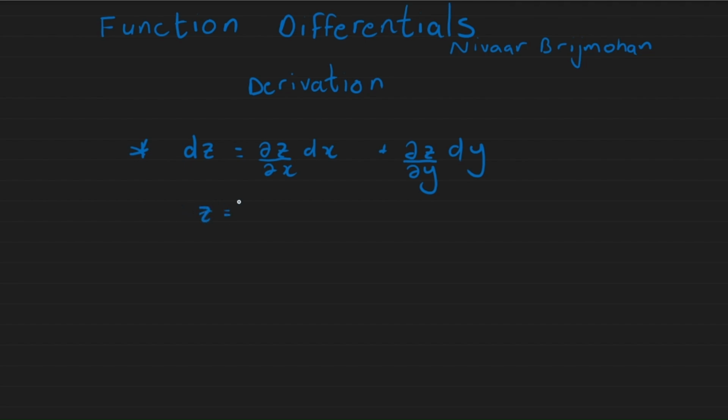So we have a function z that depends on x and y. And if we want to have some differential change, or rather some change in z, for this change in z to occur, there must have been a change in x and y. So it's this change in x and y that has actually caused this change in z.